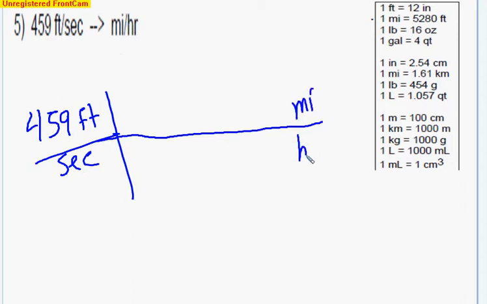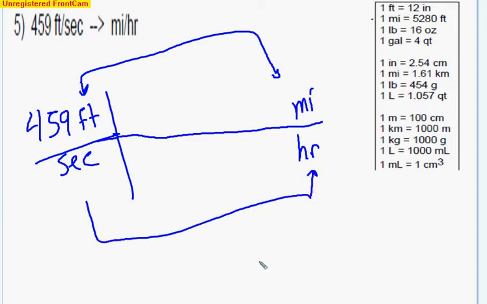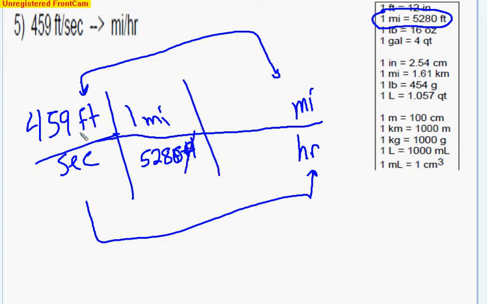So I need to figure out how I can convert feet into miles, and how I can convert seconds into hours. If I look over here on my little charts, I can see that we have feet into miles right here, 5,280 feet per mile. So if I go 5,280 feet per 1 mile, that will take care of my feet, and I'm in my miles.